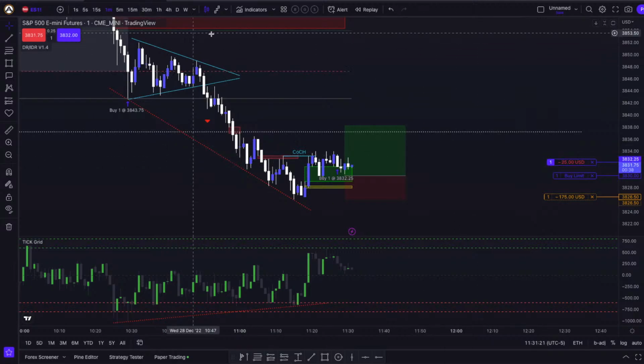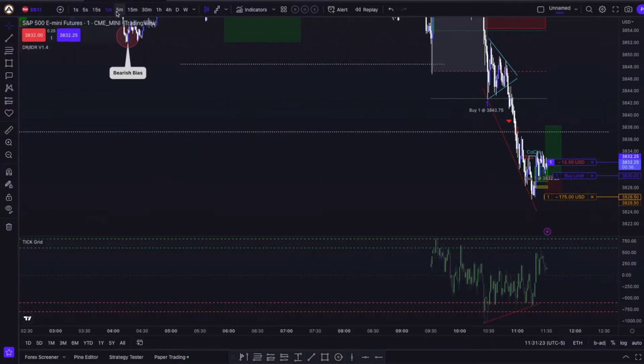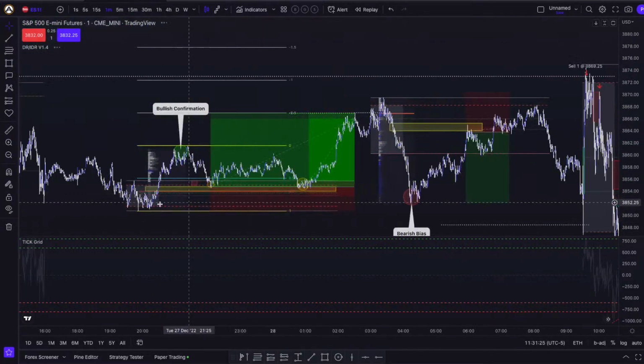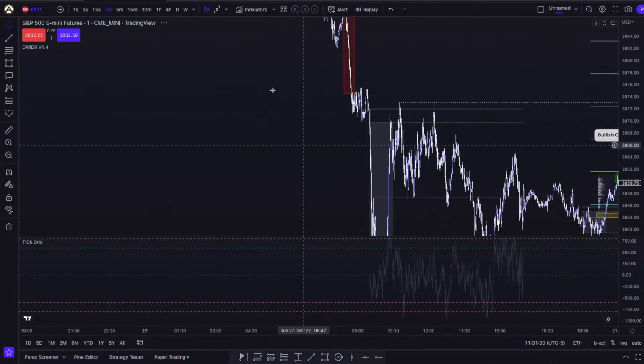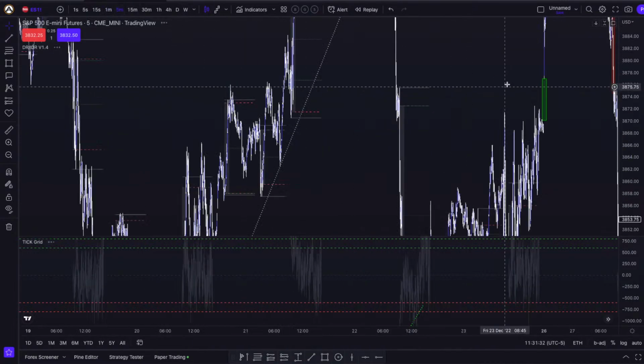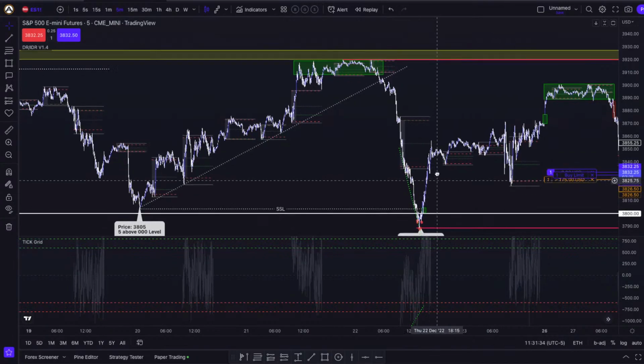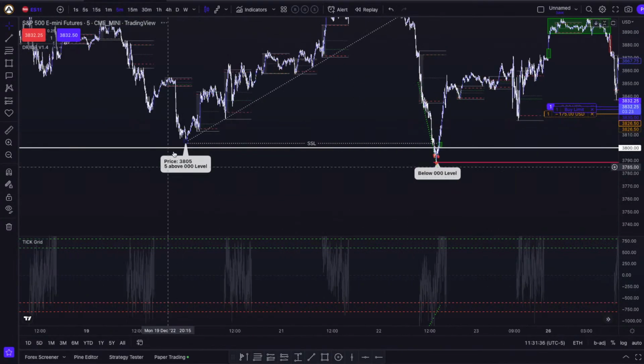I can show you one good example for it to work out. If we go to a, no, let's stay on a 1 minute time frame. Where do we have it? No, let's go to a 5 minute. I'm not sure if yep, here do we have it. We had this drop here to the price level of 3805. This is 5 points above the 000 level, which is a major liquidity and just a key level. 000 levels, mark them up on your chart. They're always important to look at.